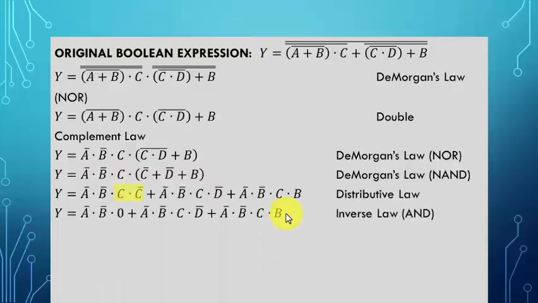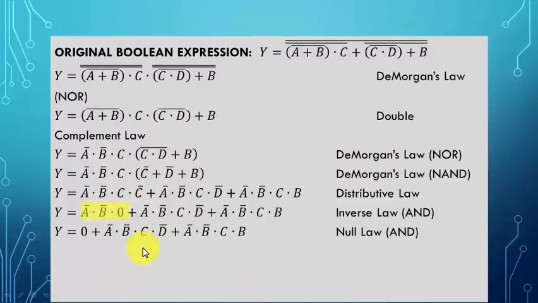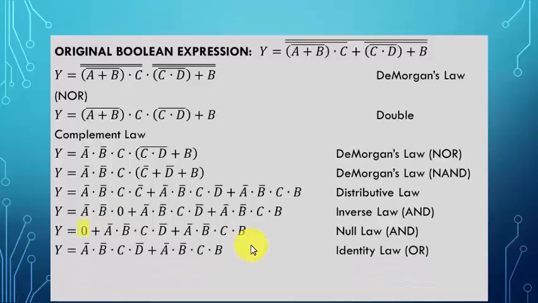Okay, and then continue. You see over here, A and A not. That becomes a 0. Then, don't forget, 0 and any variable is still 0. And then 0 or anything is anything itself. So that's why this 0 can be gone.